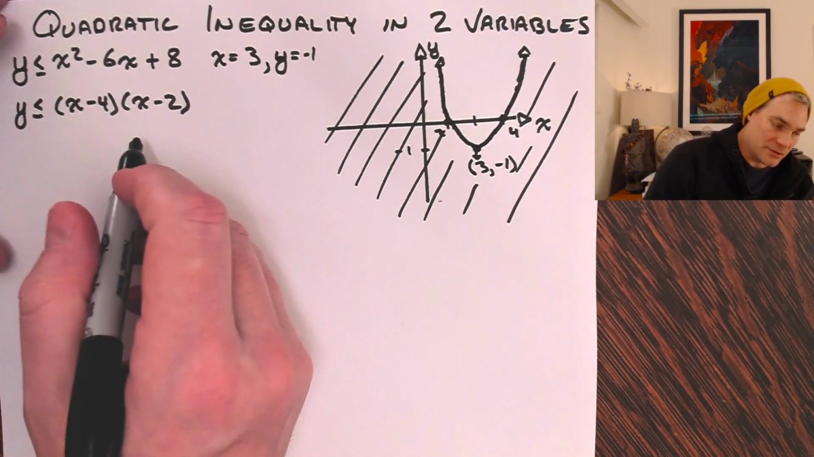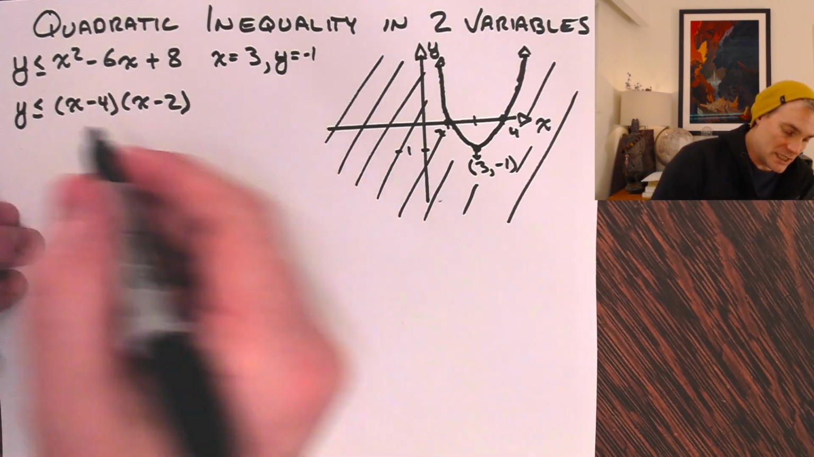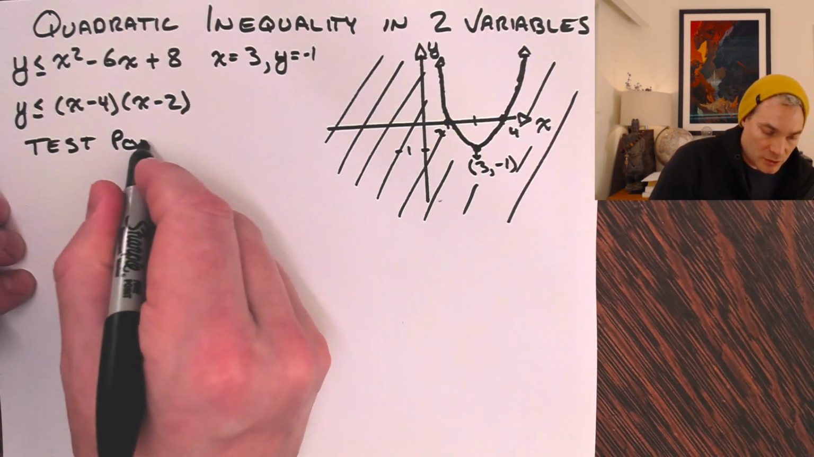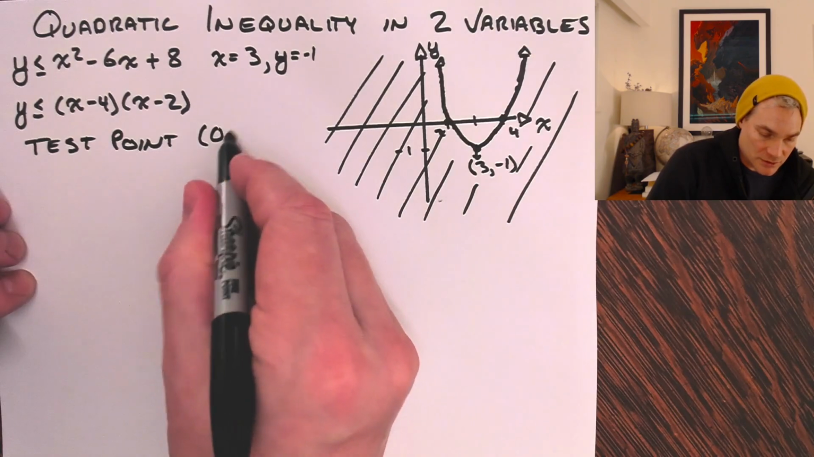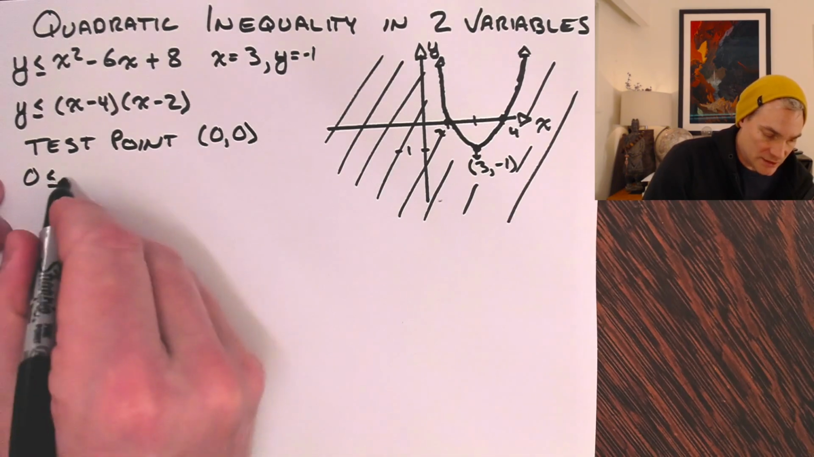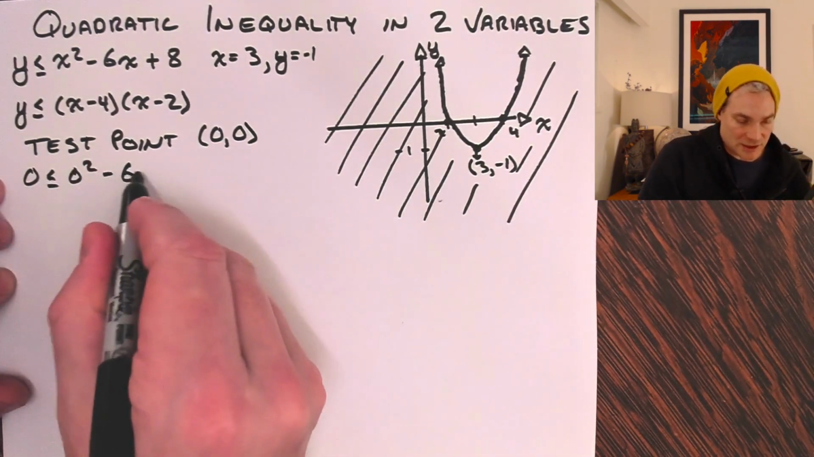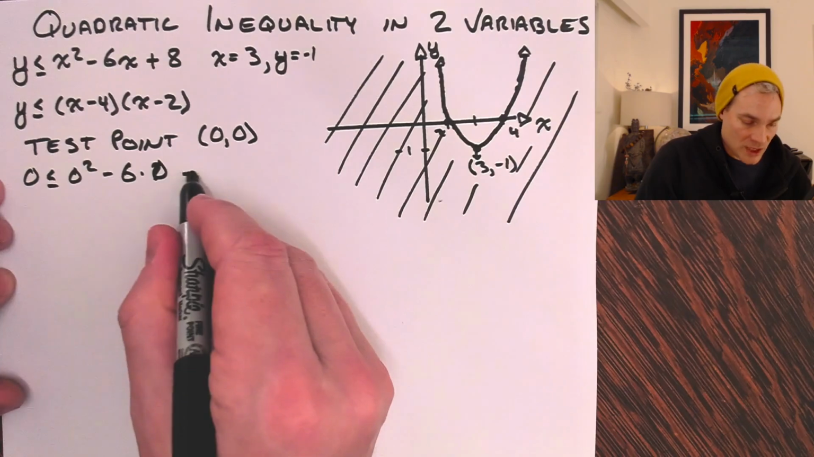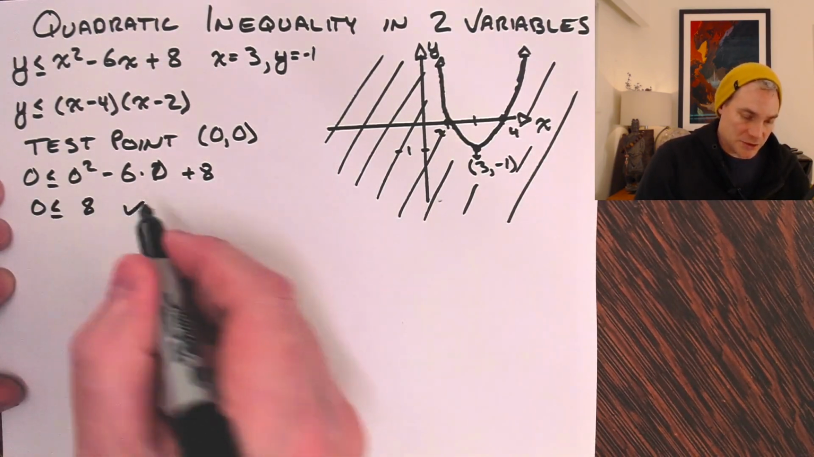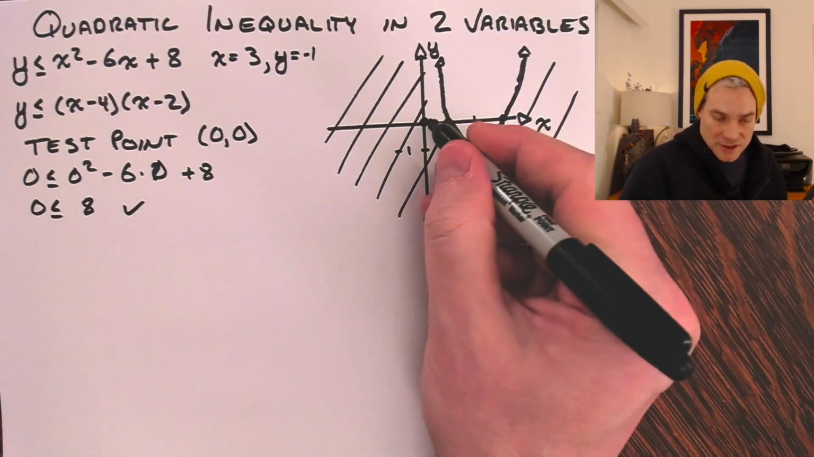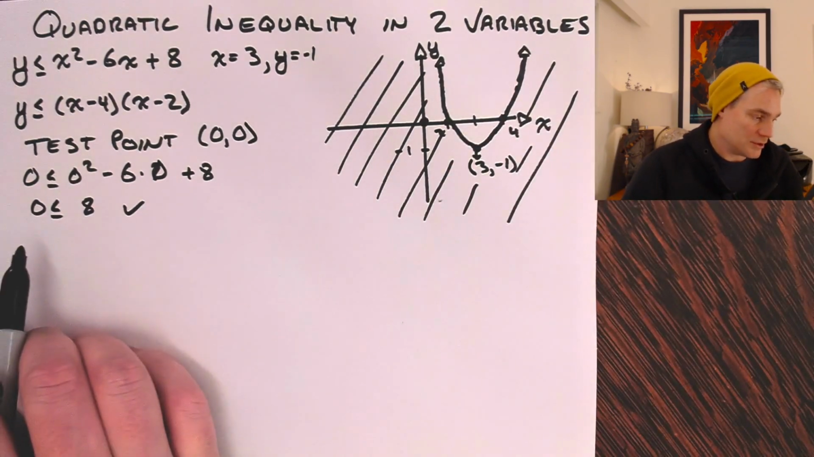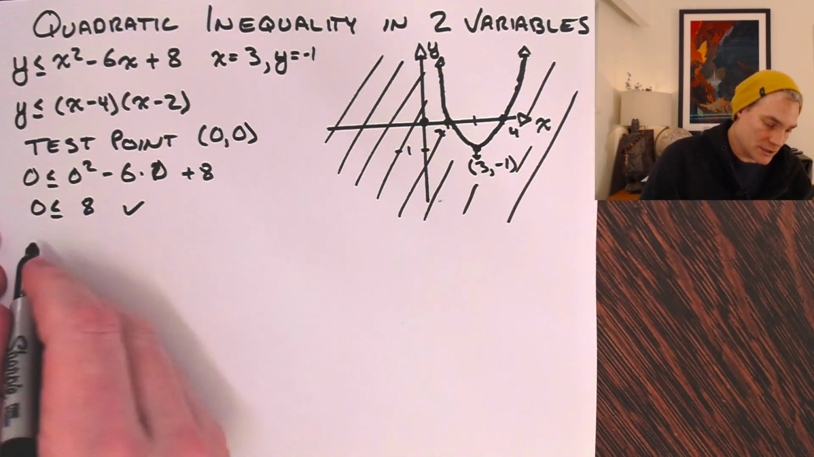So now, if we were to go through, we'd do a test point. And the easiest test point always is 0, 0. So let's put 0, 0 in here. We have 0 is less than or equal to 0 squared minus 6 times 0 plus 8. So 0 is less than 8, and that's true. So that says this is part of our solution set, and that is what we found. It is part of our solution set. So now we'll go over here. We're going to do another one.